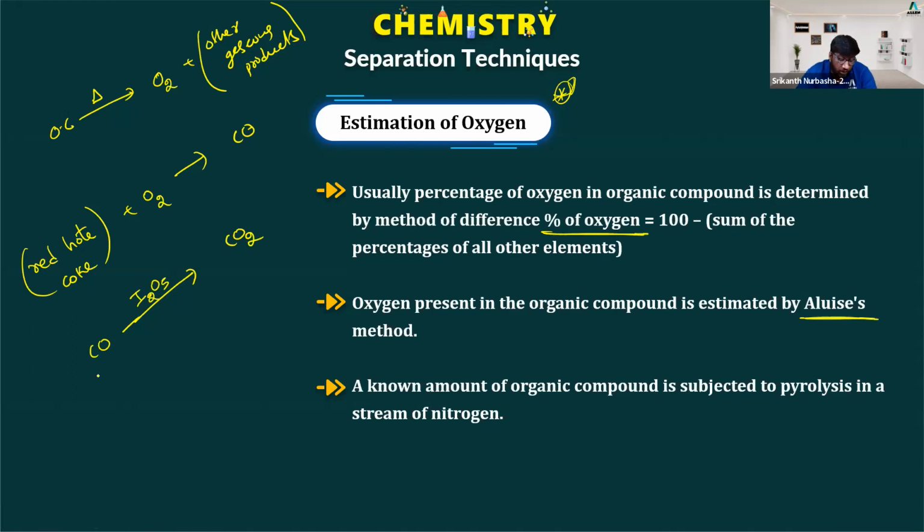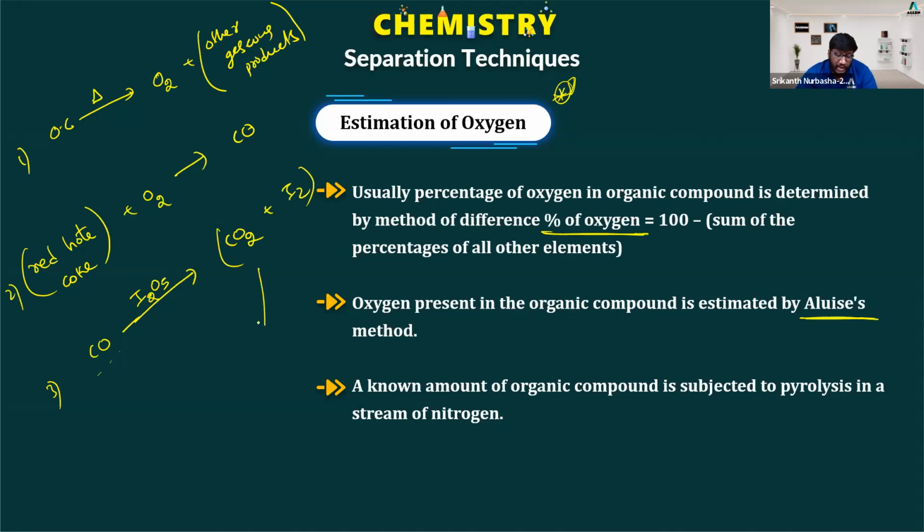The CO formed in the above steps: the organic compound is heated to form oxygen, and the oxygen is passed over red hot coke to form the respective CO. That CO is converted to CO2 in the presence of I2O5, iodine pentoxide. So I2O5 treated with CO gives CO2 and I2. The CO2 and I2 are passed through KI solution.